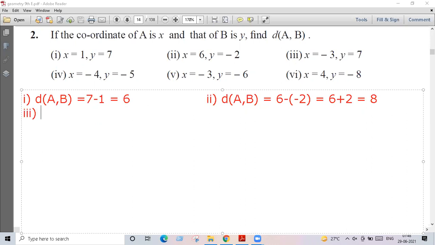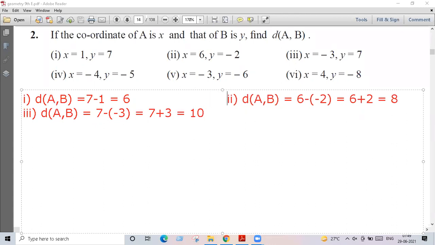Next, third is -3 and 7. Tell me, is 7 bigger or is -3 bigger? Tell me quickly. Yes, obviously 7 is greater. So 7 minus -3. That means 7 plus 3 is equal to what? 10. 7 plus 3 is equal to 10.